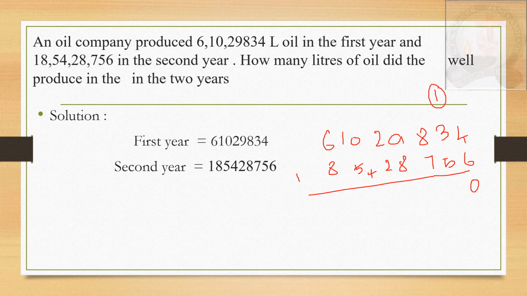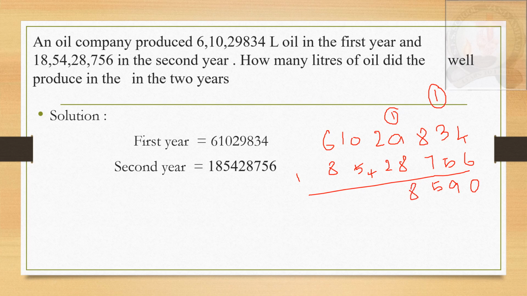For 10, write 0, 1 carry to the next digit. Now 1 plus 3 is 4, 4 plus 5 is 9. Okay, next 8 plus 7 is 15. For 15, write 5, 1 carry to the next digit.